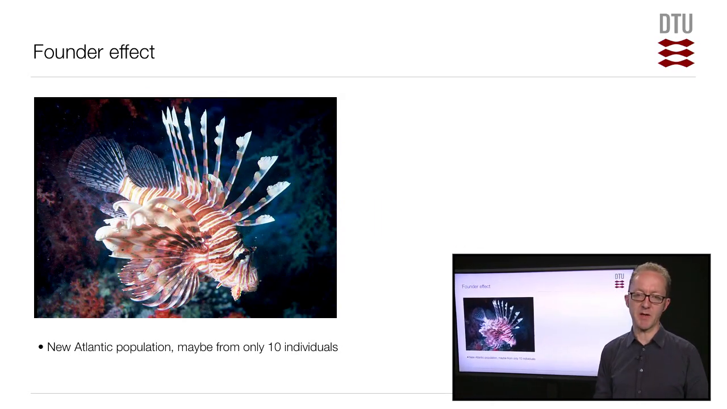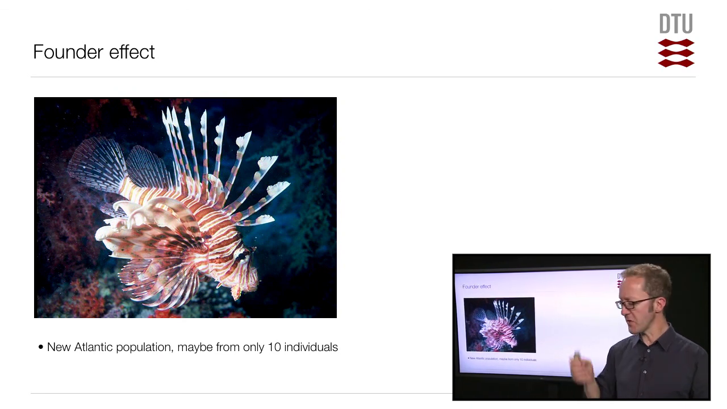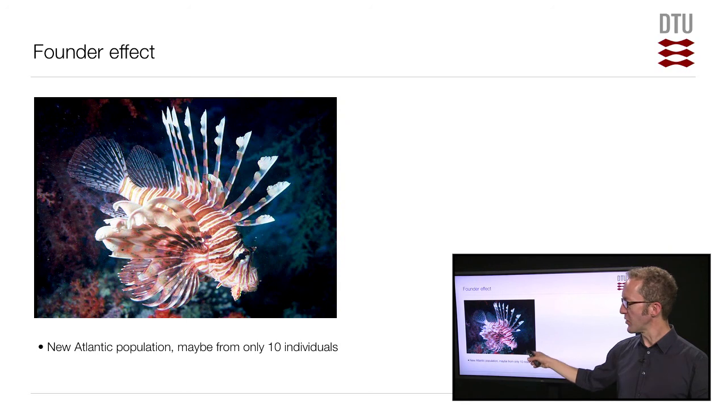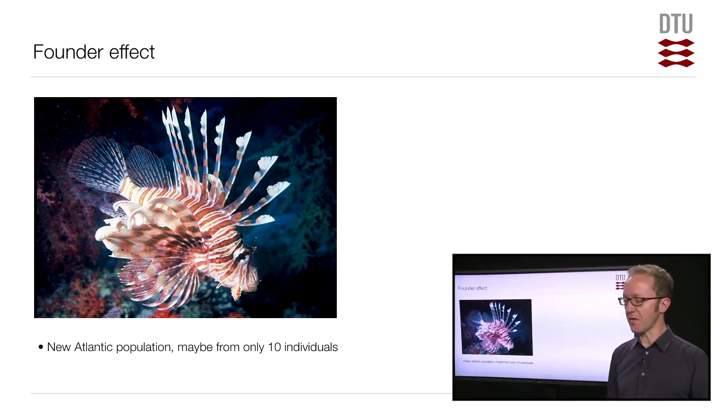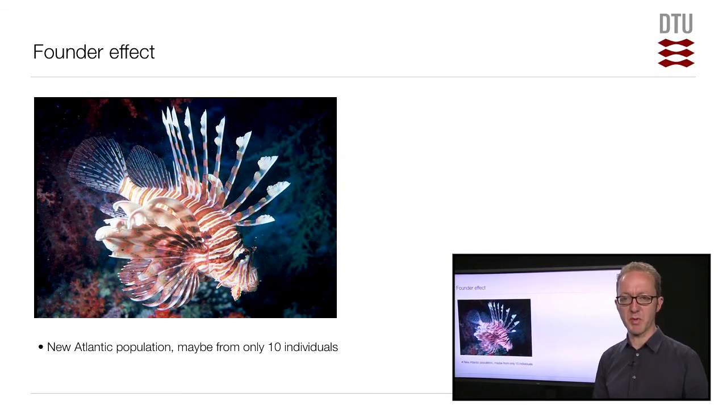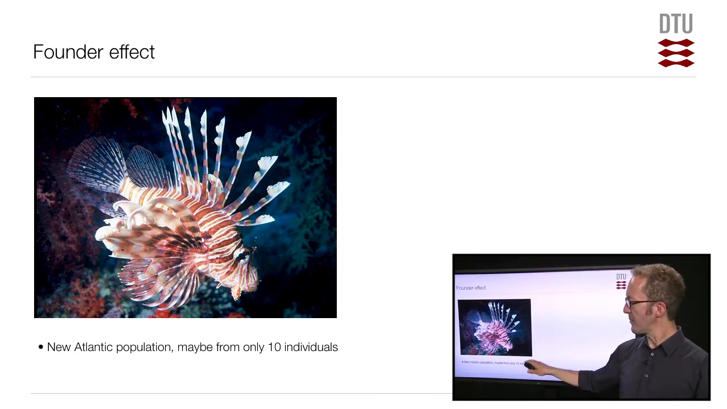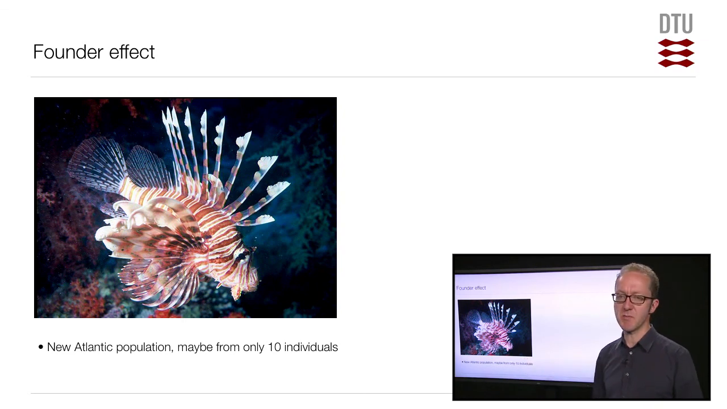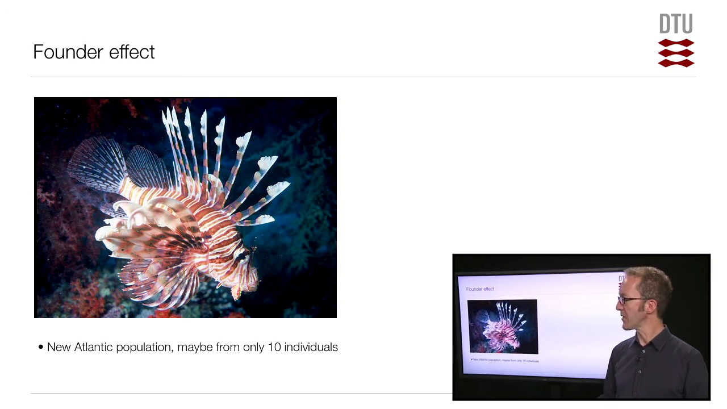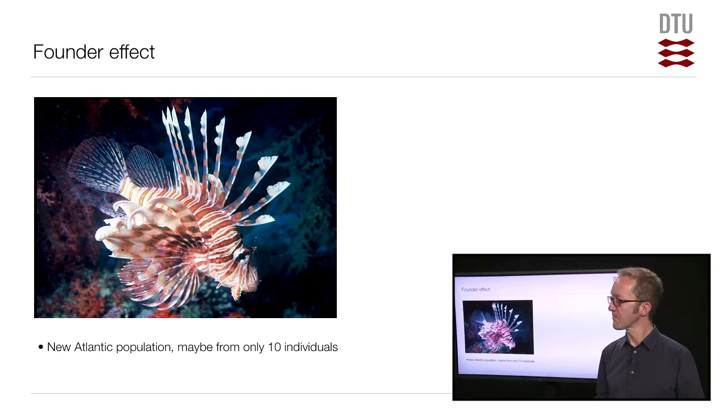One real-life example of the founder effect is this lionfish. This is usually a fish that lives in the Pacific, but there's a new population in the Atlantic that's apparently caused by maybe people having them in aquariums and then getting rid of them when they become too big or they are tired of them. And it appears that the Atlantic population may have been seeded by as few as 10 individuals. So again, there's quite low genetic diversity in the Atlantic population of lionfish.